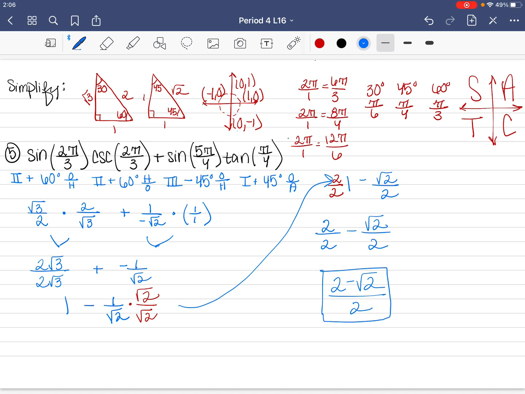We will see some more of this in the next lesson as well, keeping in mind that this is lesson 16, simplifying trig expressions, and lesson 17 will also be simplifying trig expressions. All right, get to work and then email me.